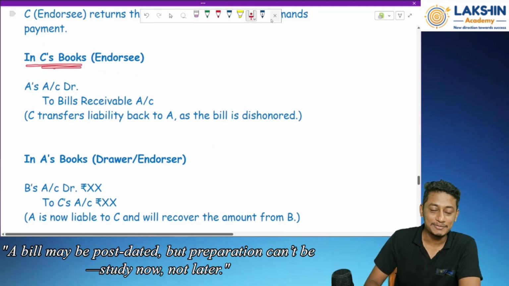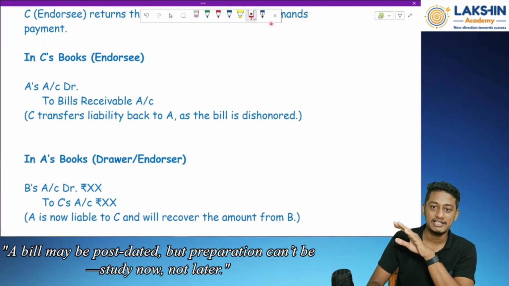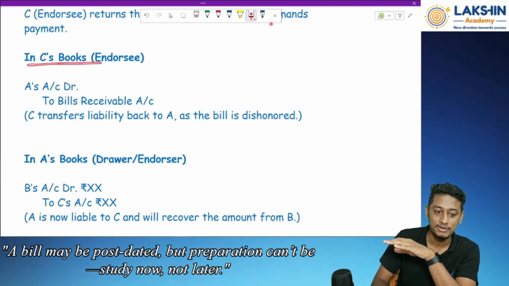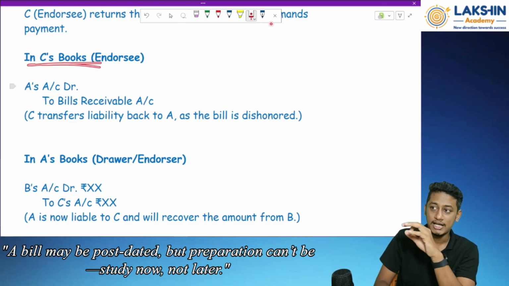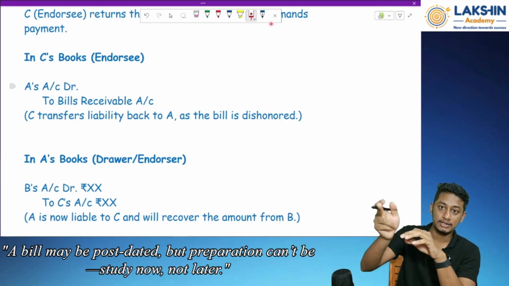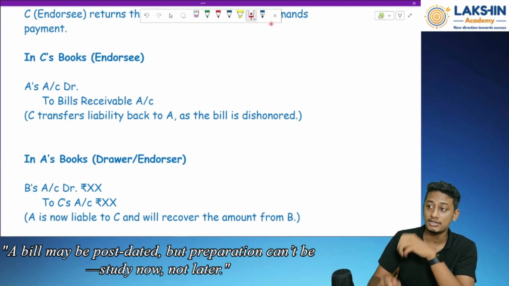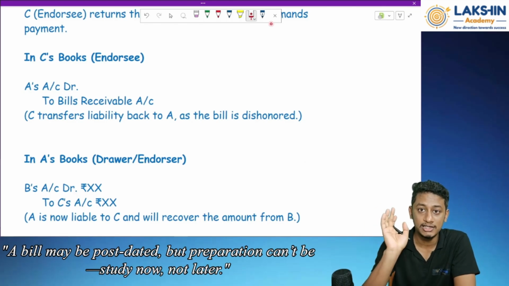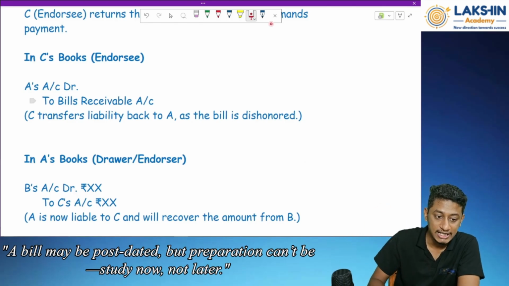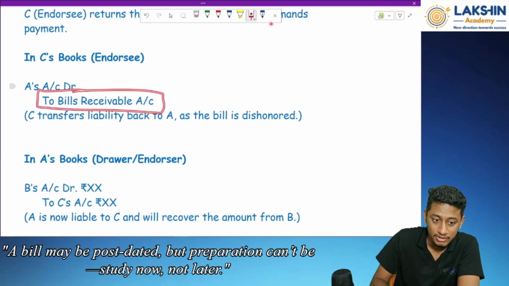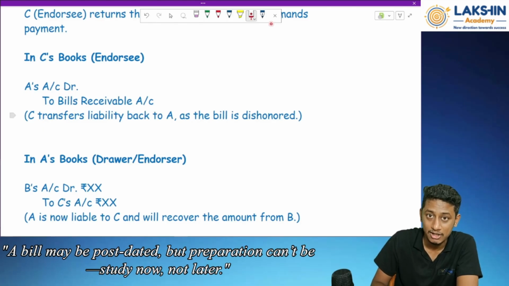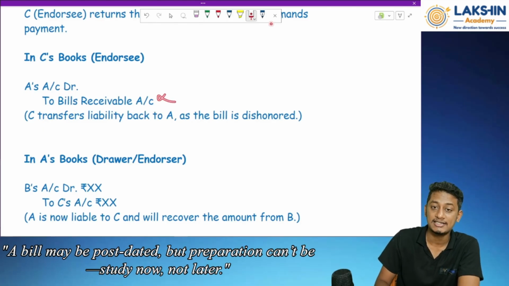So in C's book, whenever there is a dishonor, what happens in Mr. C's book? Since C is giving back the bill, the bills receivable account will be credited. Why? Because this bill is no more worth it to Mr. C. So he is crediting bills receivable account so that this bill is cancelled from his books.